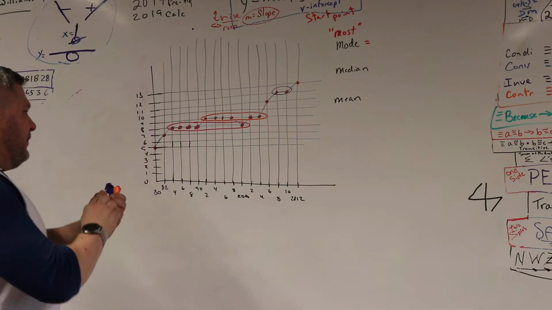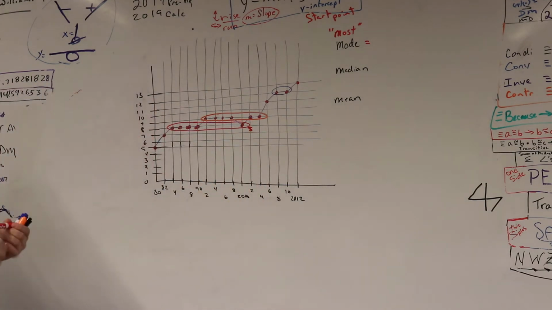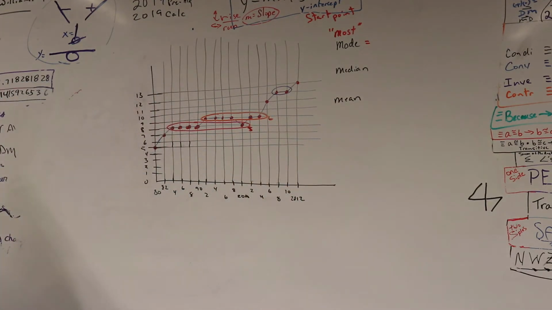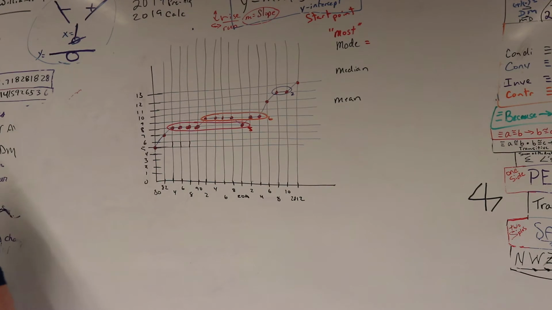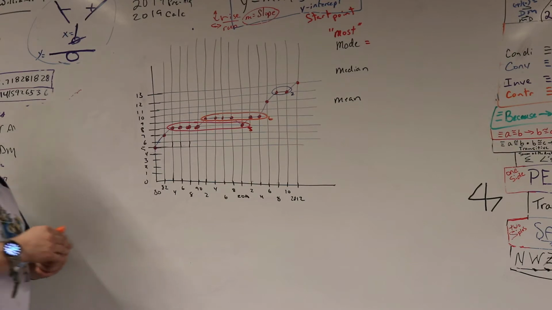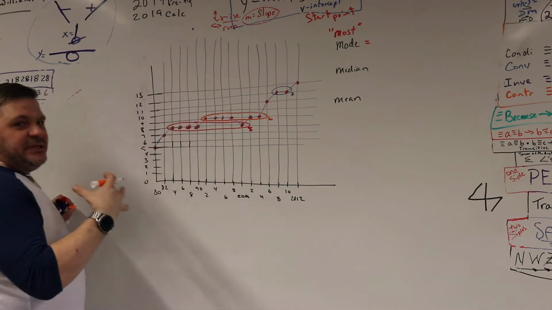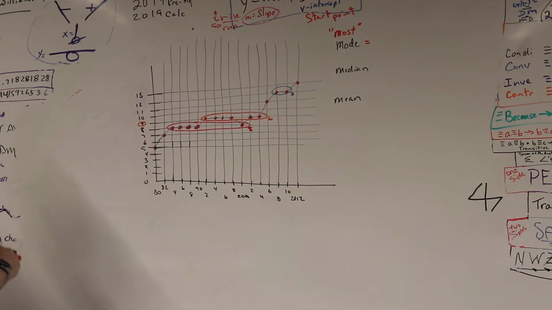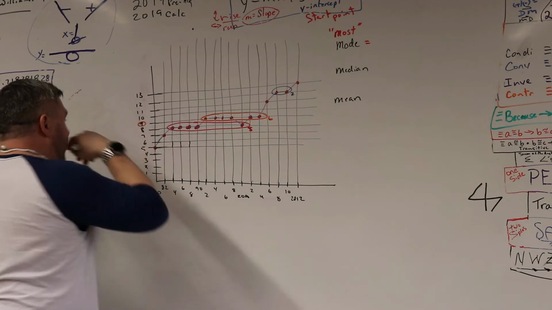Okay, so if the red comes up, there's 5 of these, right? And the orange, there is 6 of these, right? And the blue, there is 2 of these. Which one comes up the most? Red, orange, or blue? Orange. Okay. How much is the orange? 6. 6, but what's the value on the side? 9. Okay? So this value is a 9, okay?